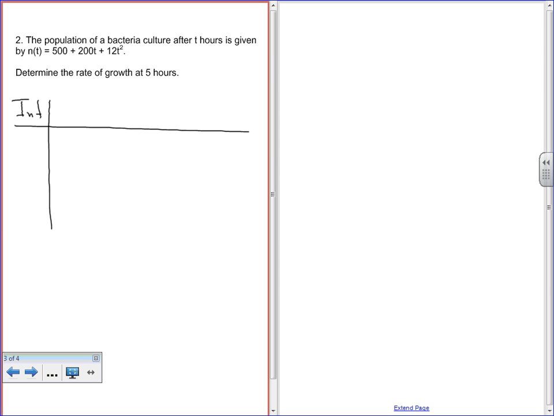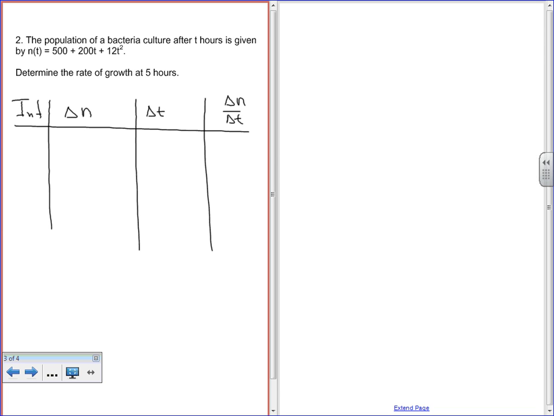I want to figure out the change in the population, which is n, with respect to time. So you want to figure out the change in the population divided by the change in the time, and that will give me the change in the population with respect to the change in the time. What's my first interval I'm going to use? Because I'm trying to figure out how the population is changing at 5 hours. So what's my first interval?